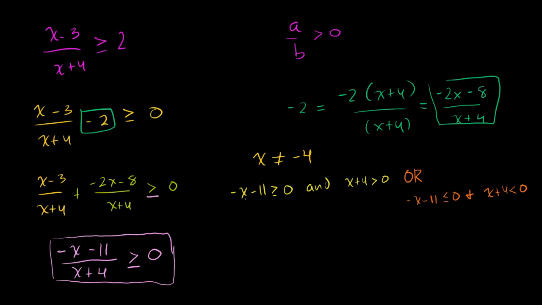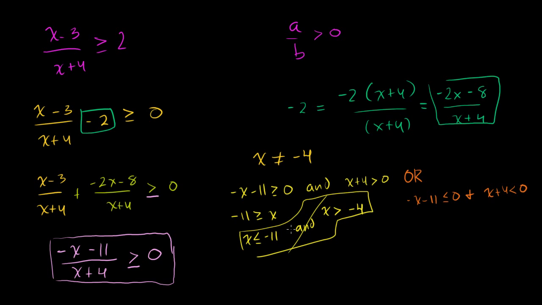So right here, if we add x to both sides of this inequality, we get minus 11 is greater than or equal to x. Or another way you could say it is x is less than or equal to minus 11. I just swapped these two sides. And then here, if we subtract 4 from both sides, we get x is greater than minus 4. But once again, this makes no sense. Remember, there's an and here. Both of these have to be true. There is no x that is greater than minus 4 and less than minus 11. So the numerator and the denominator can never both be positive at the same time, because in order for them both to be positive, you get an impossible constraint to fill.